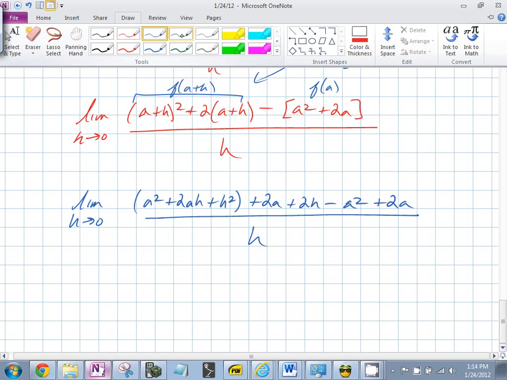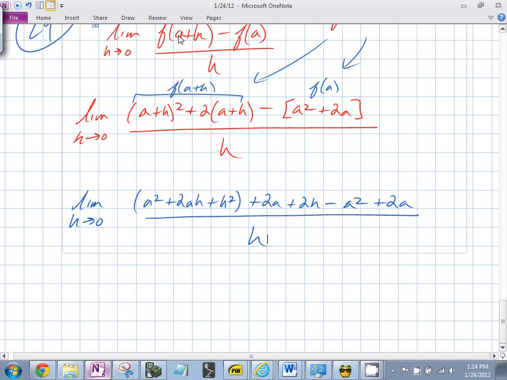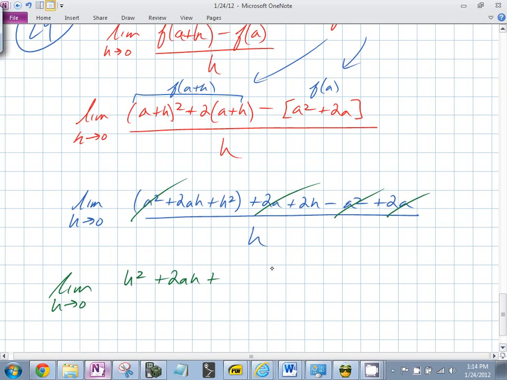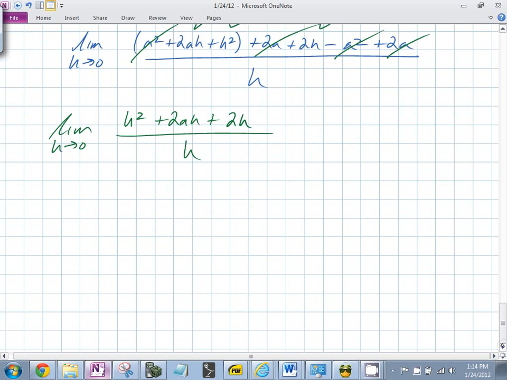The a squareds cancel, right? And the 2a's cancel. And what are you left with on top? Limit as h goes to 0 of h squared plus 2ah plus 2h, all over what? So we took care of those three over h. What factors out of the top? h. Limit as h goes to 0 of h times h plus 2a plus 2, all over h. What cancels? h.